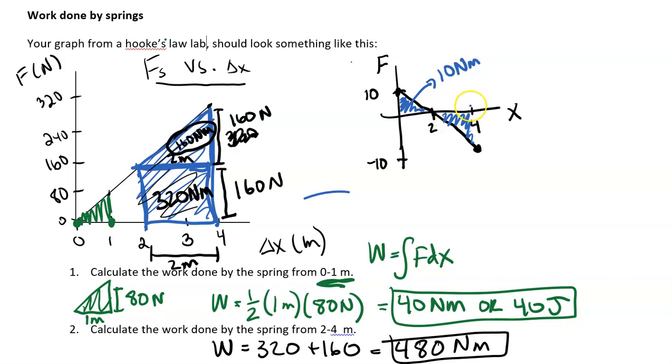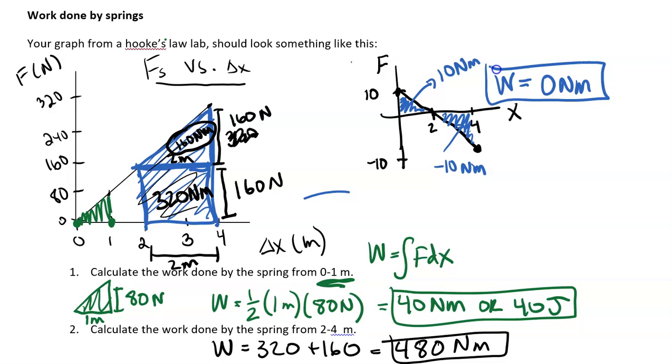Below we have 2 by -10, so what's that area? 2 times 10 divided by 2, but then we can't forget it's negative, so -10 newton meters. So in a case like this, the work would just be 0 newton meters, because the area above and below the x-axis cancels out, so the net work would be 0 joules.